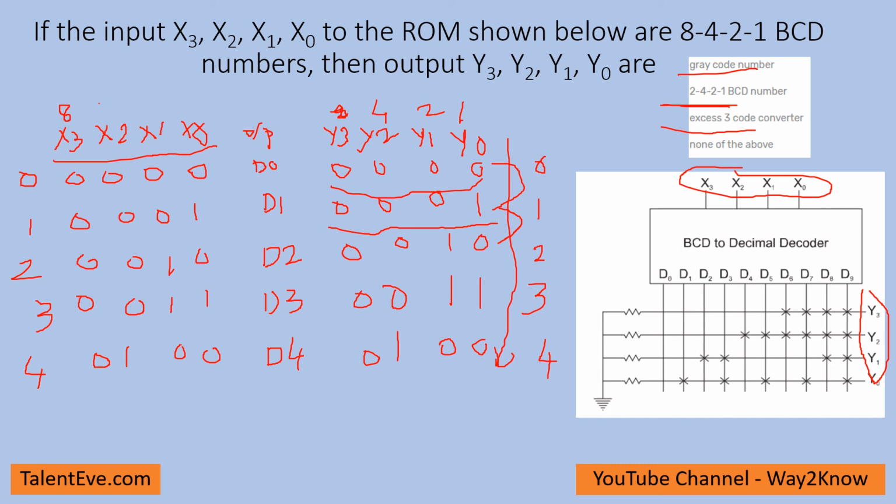An XS3 code converter is obtained by adding 3 to a particular number. If you complement this number once, we should get 1111, but here it is 0000. So that means this is not an XS3 code converter, and this is not a gray code converter. If you write the full table, you will get to know whether it is a 2421 BCD number or none of the above. So this is how we solve this particular problem.